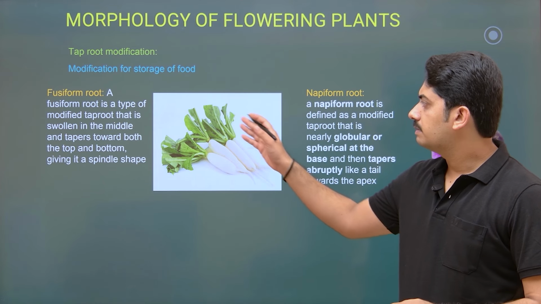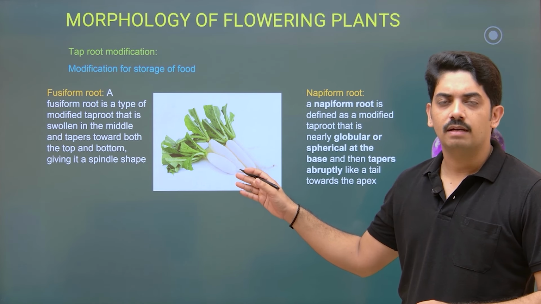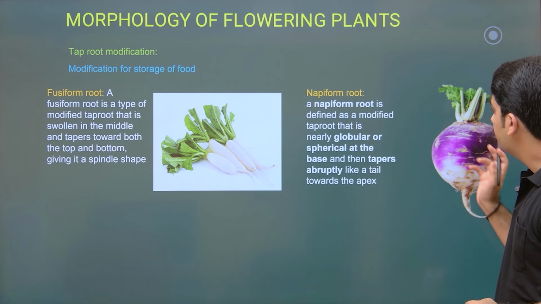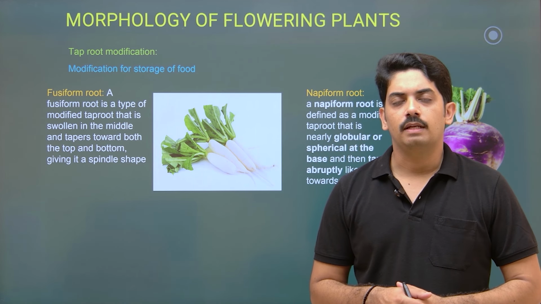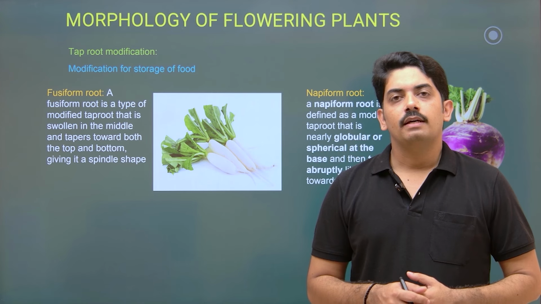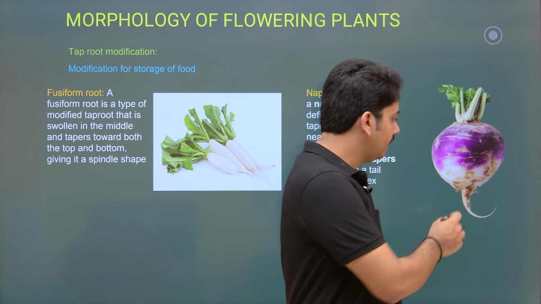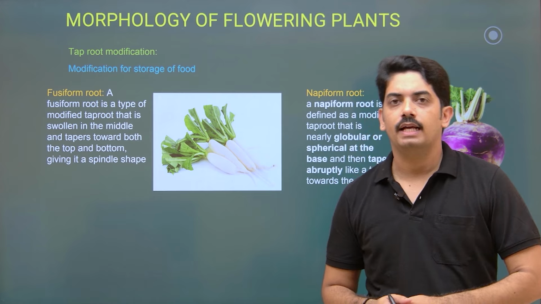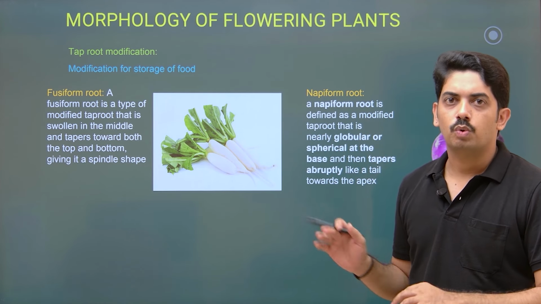By looking at this picture, you can depict this is radish. So radish is one of the examples for fusiform root. The second, napiform root. Here the picture what you are observing is turnip, or you can also take an example of beetroot. Here the basal part is swollen and suddenly tapers at the end. Such type of roots are considered as napiform root. All these are the tap roots modified for storage of food.